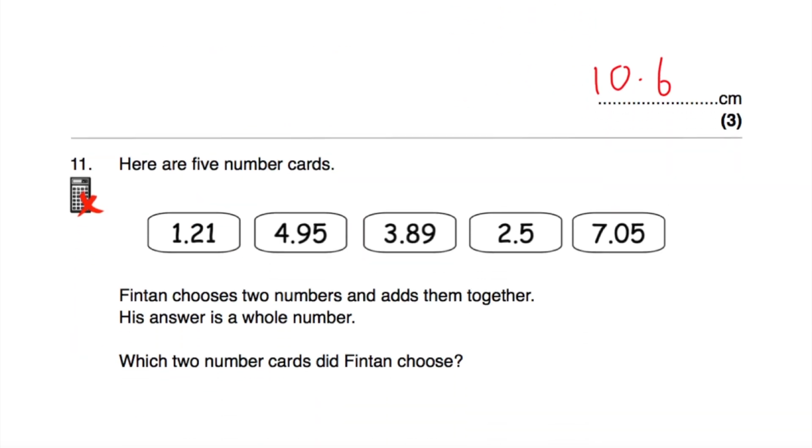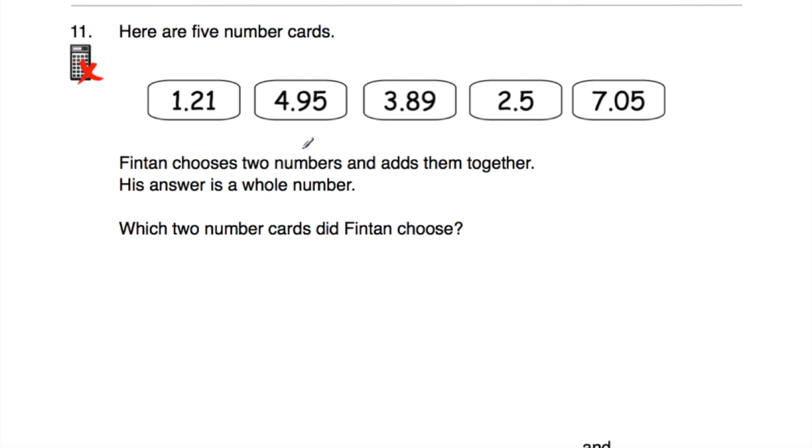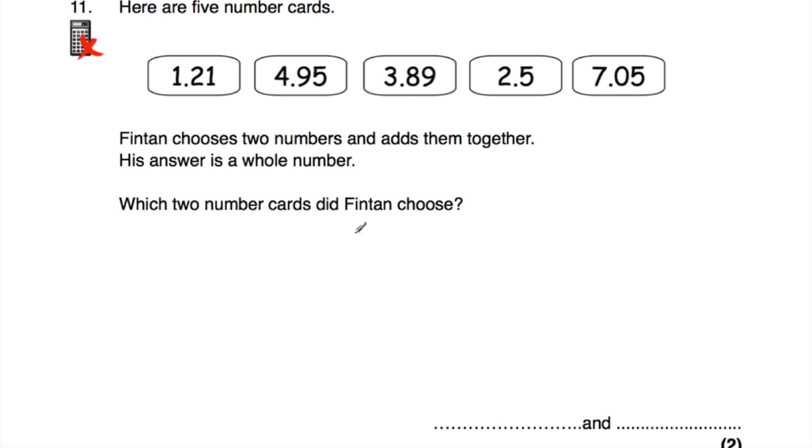Okay, let's look at our next question, question number 11. Question number 11 says, here are 5 number cards. So we've got these 5 number cards: 1.21, 4.95, 3.89, 2.5, and 7.05. And Finton chooses 2 numbers and adds them together, and his answer is a whole number. Which 2 numbers did Finton choose? So we want to choose 2 numbers that when they add together they give us a whole number.